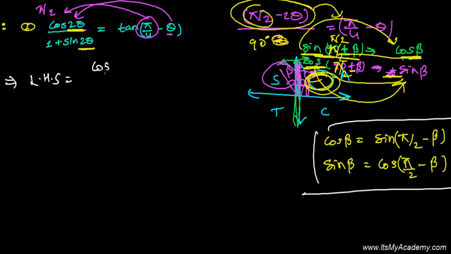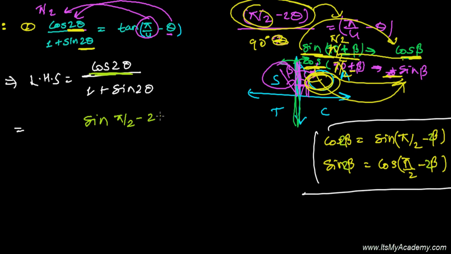Alright, so let me write first the left hand side: cosine of 2 theta divided by 1 plus sine 2 theta. Now I am using the formula for the cosine of 2 theta. Here is beta, then I'm getting sine of pi by 2 minus beta. If it is twice, it will be also twice. So cosine of 2 beta, I can write as sine of pi by 2 minus 2 beta.